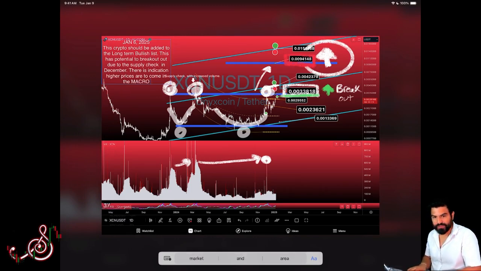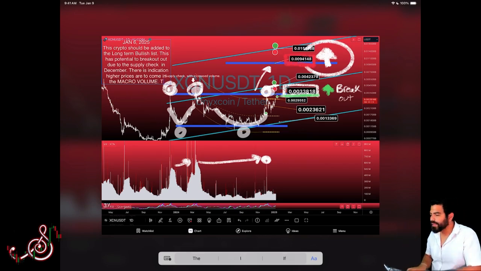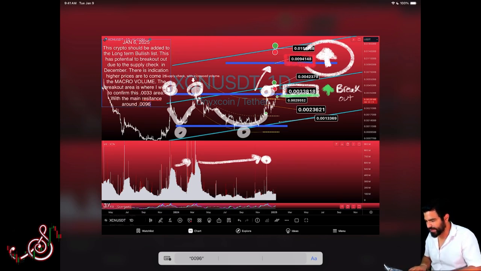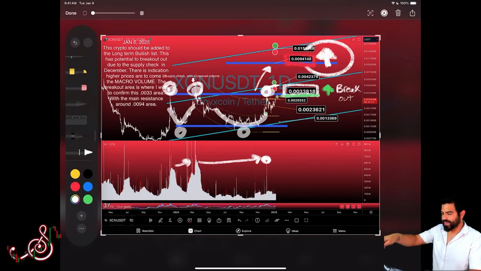So we don't just read the smaller volume, we read the larger story, the story within a story. In this case, this is the larger story. The breakout area is where I wish to confirm this point area with the main resistance around 0.0094. Resistance 0.0094 area. All right, so I'm going to copy that and make sure I add that to there.